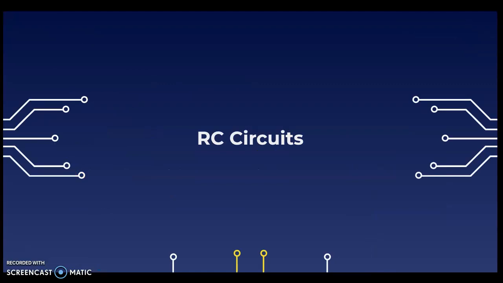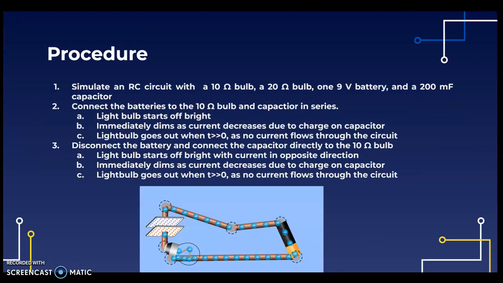Next, we are going to look at RC circuits. We're going to simulate an RC circuit with a 10 ohm bulb, a 20 ohm bulb, one 9-volt battery, and a 200 microfarad capacitor. First, I connected the battery to the 10 ohm bulb and the capacitor in series.